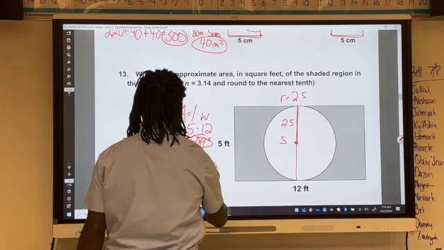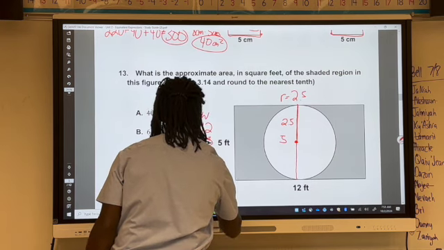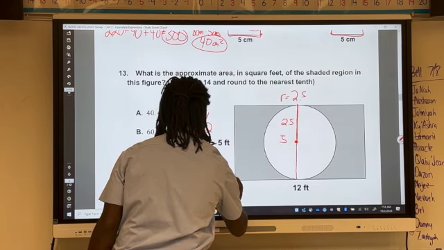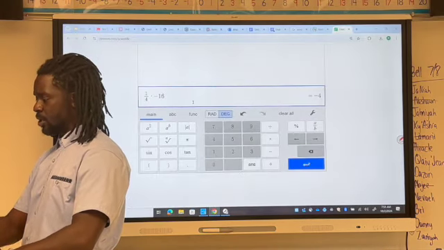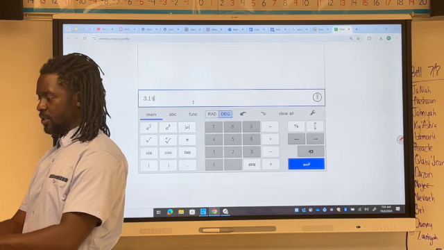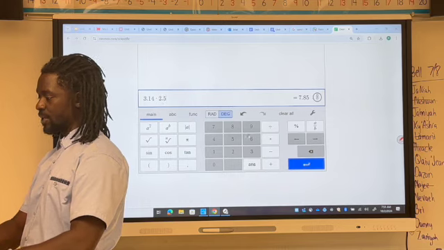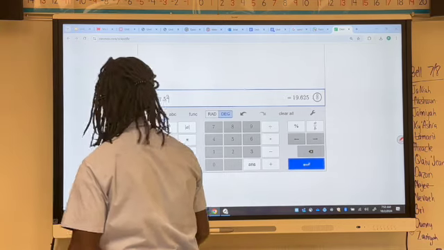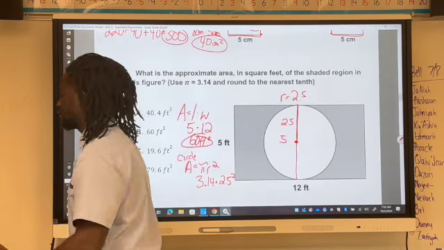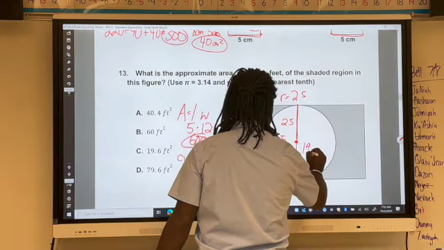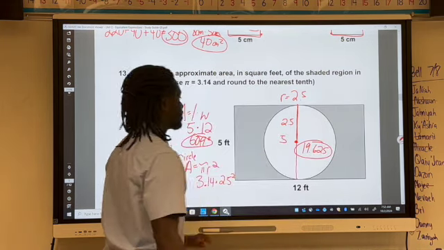And so then I'm just going to take 3.14, because that's what it told me to use for pi, times 2.5 squared. And so then I put that into my calculator. We got 3.14 times 2.5 squared, and I get 19.625. So 19.625, and that is the area of this circle.